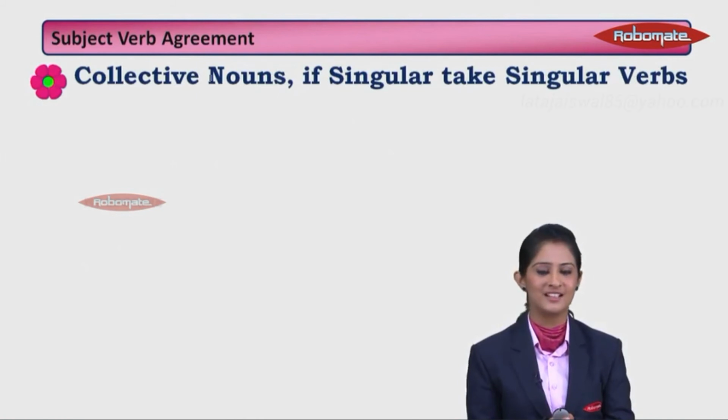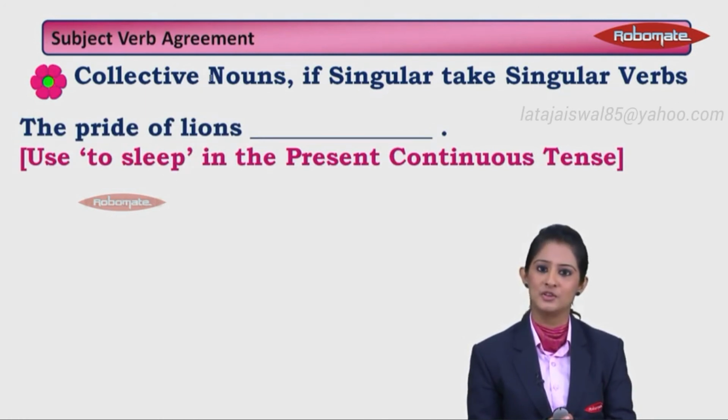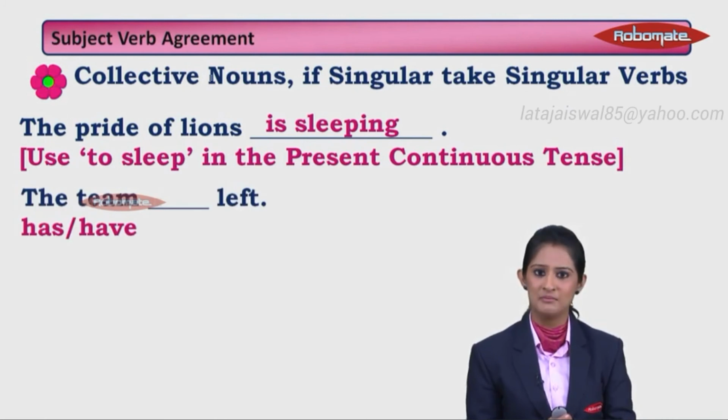Let's take a look at the collective nouns. If the collective noun is singular, we take a singular verb. The pride of lions dash to sleep in the present continuous tense. The options are sleeping, am sleeping, or is sleeping. We need to focus on the word the pride, which is singular, and hence we use is sleeping. Now the next one. The team dash left. The options are has, have. The right answer is has, because the word the team is singular.